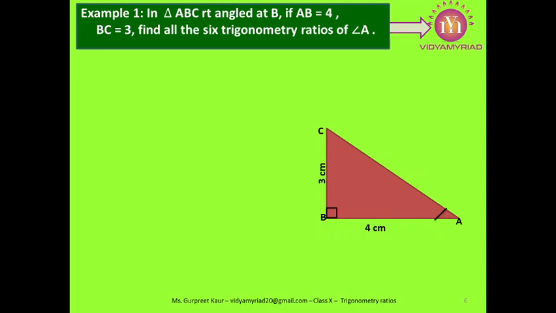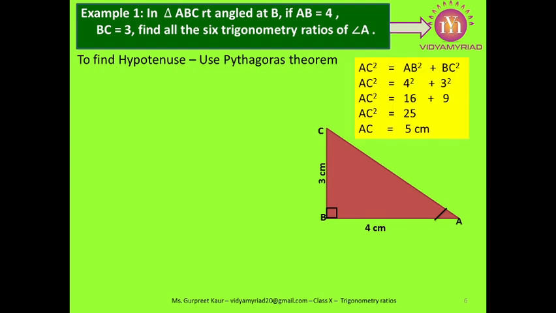And we are told AB is 4 and BC is 3. We have marked this. Now we don't know AC. We should know AC also. How are we going to do this? We will use Pythagoras theorem to find out the hypotenuse. So what is Pythagoras theorem? It is hypotenuse square is equal to perpendicular square plus base square, which means AC square is equal to AB square plus BC square, which is 4 square plus 3 square. So AC square comes out to be 25. That means AC is 5 centimeters.